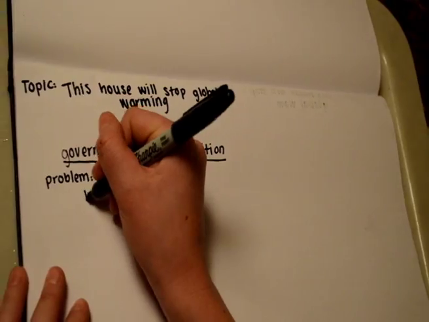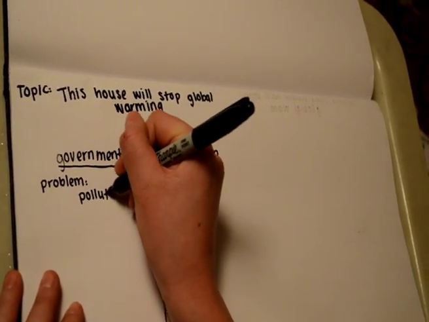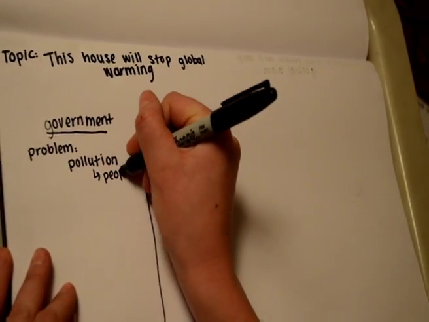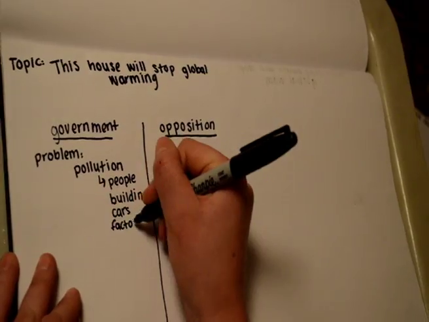As a government team, we might look at pollution. Pollution is a serious problem and factor in contributing to global warming. And what causes pollution? Well, we have people, we have buildings, and we have cars, factories even. So all of these issues are what cause global warming. But as a government team, we're going to pick one that we think is most serious, and that is going to be cars.